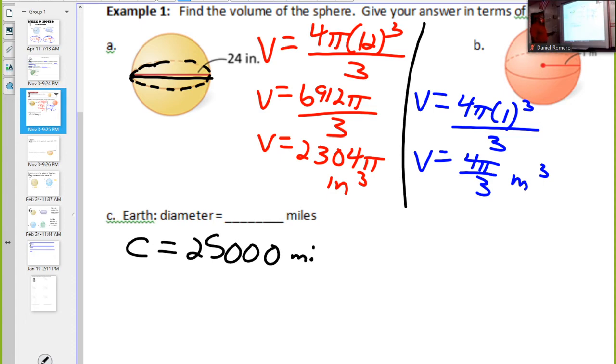How can I use circumference to find diameter? Ryan, do you know the answer to that? You know a formula for circumference that involves diameter?